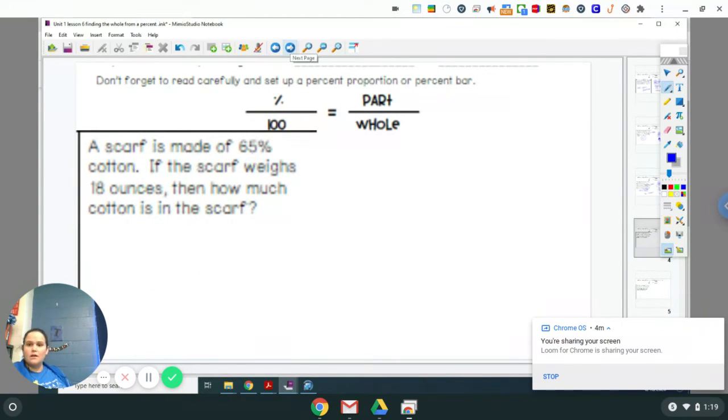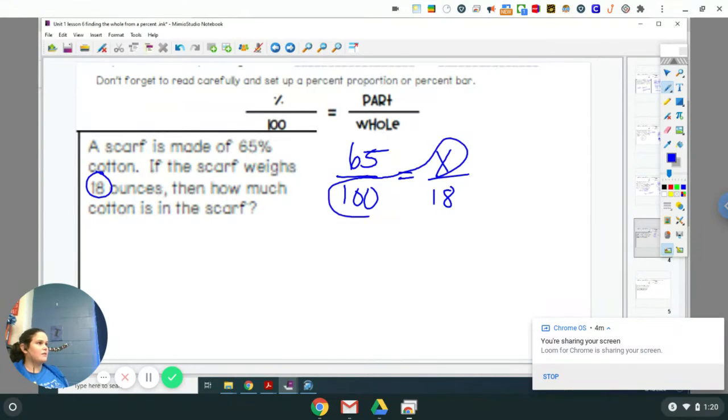Okay. A scarf is made of 65% cotton. If the scarf weighs 18 ounces, then how much cotton is in the scarf? So 18 ounces has to be your total, because that's the total weight. So you're going to do 65% over 100 is equal to X over your whole, or your total, which is 18. So then you're going to cross multiply. And then 100 times X is just 100X. And then you're going to do 65 times 18.